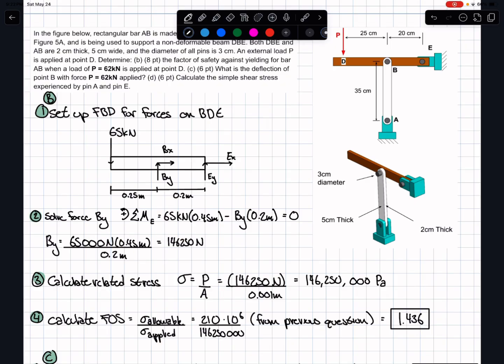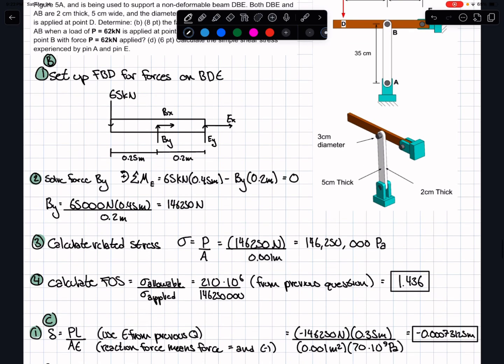Dividing that by 146.25 megapascals, we get a value of 1.463, which is above failure. The 210 megapascals, again, comes from the previous question.